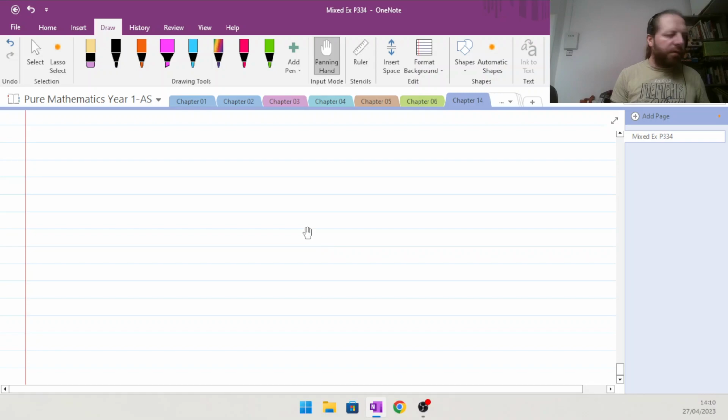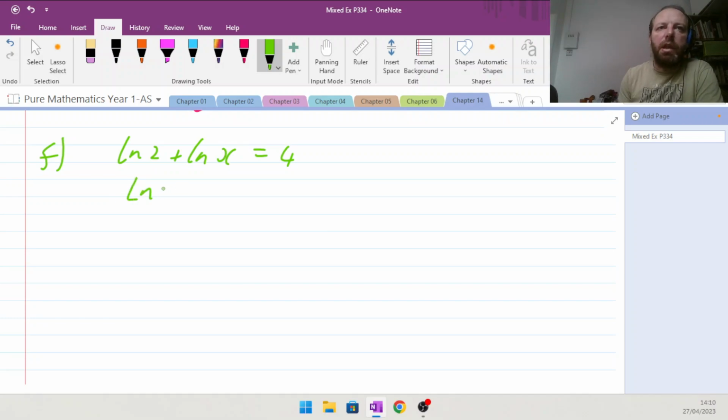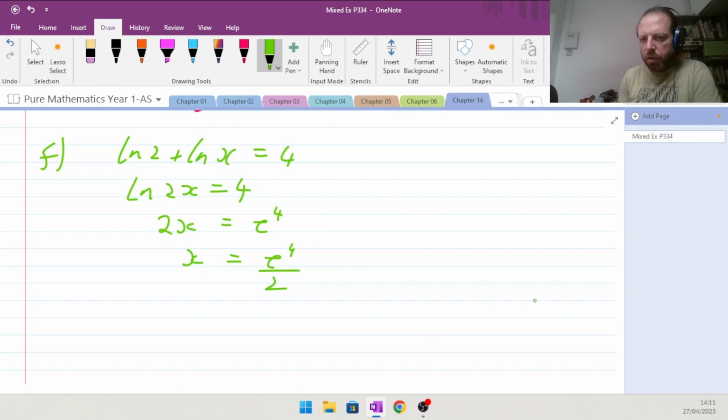Okay, and finally f. The ln of 2 plus the ln of x equals 4. Those two things are adding together so they can be multiplied. So the ln of 2x is equal to 4. So now raise it all to the power of e. So we end up with 2x equals e to the power of 4, and so x is equal to e to the power of 4 over 2. Superb.